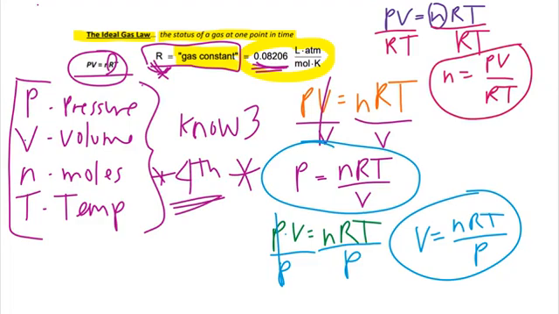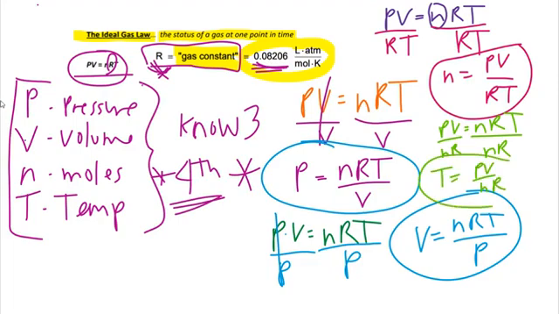Now, the last variable, because again we'll never need to solve for R, we're given R, is temperature. I want you to pause real quick and see if you can show me how to solve for temperature. And hopefully you got pressure times volume over n times R.